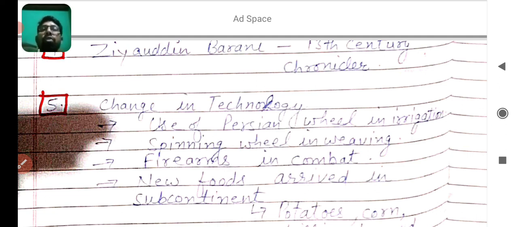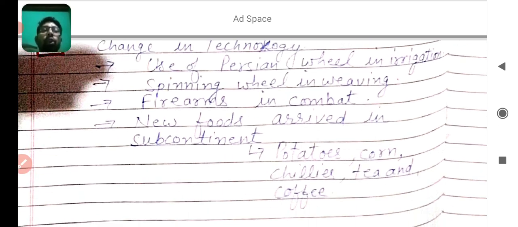And new foods were also introduced in the subcontinent. Subcontinent here means India and its neighboring countries. New foods were introduced in India, like potatoes, corn, chilies, tea and coffee. These were some crops and foods introduced in the subcontinent at that time. I hope you got all the points of today easily.